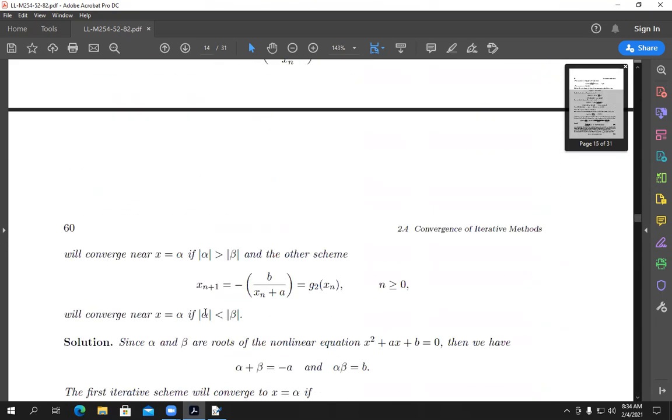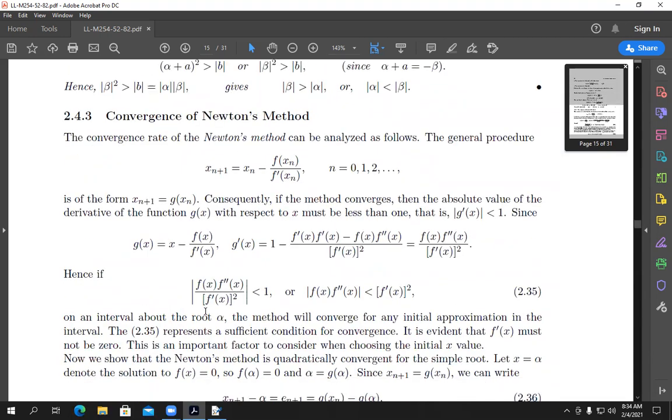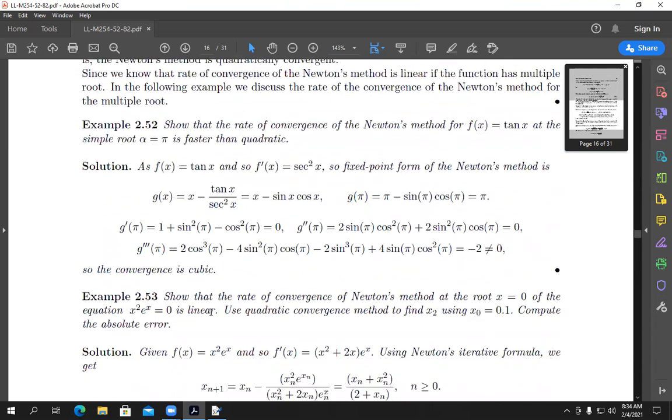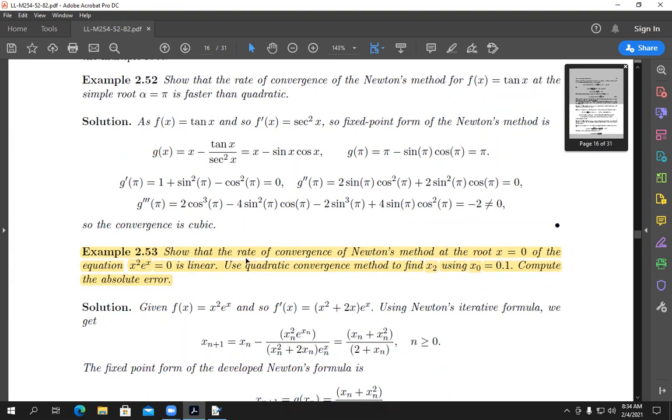As I gave some example here, you can do this one. Yeah, this is the example I gave in the final exam last time. Now, this is okay. This is a complete problem. It says, show that the rate of convergence of the Newton method at the root alpha equal to 0 of the equation x square e^x equal to 0 is linear. The rate of convergence for this Newton method is linear.